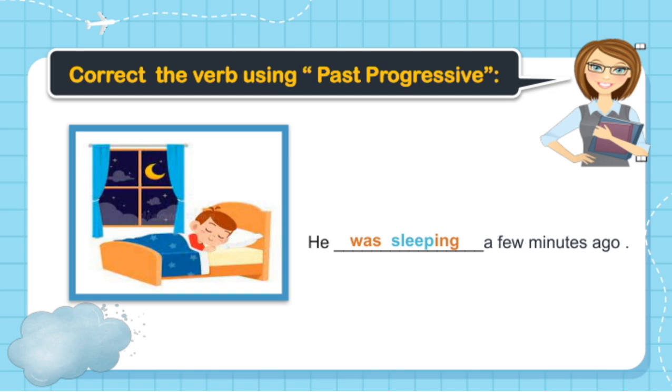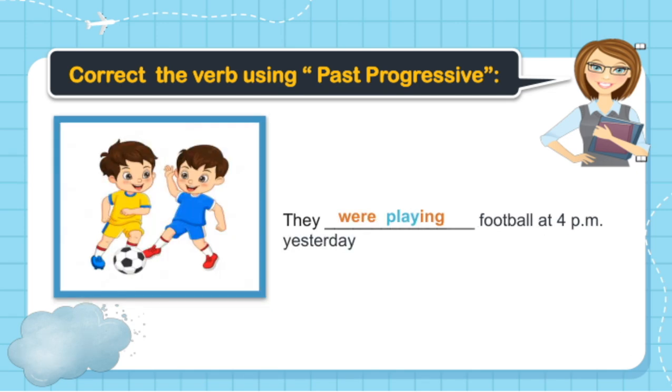So, in this slide, we're looking at how to correct the sentence using the past progressive tense. The original sentence is, they football at 4 p.m. yesterday. The key point here is that we're talking about an action that was happening at a specific moment in the past. To express that correctly, we need to use the past tense of to be, which is were, and the verb playing in its ing form. So the correct sentence becomes, they were playing football at 4 p.m. yesterday. This tense helps us emphasize that the action was ongoing at that particular time, not just a completed event.